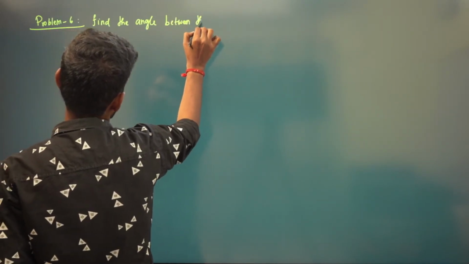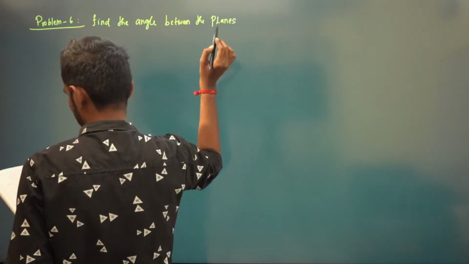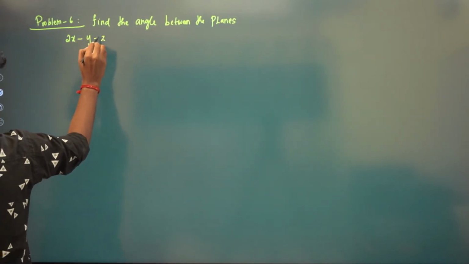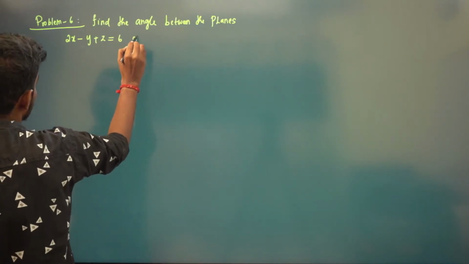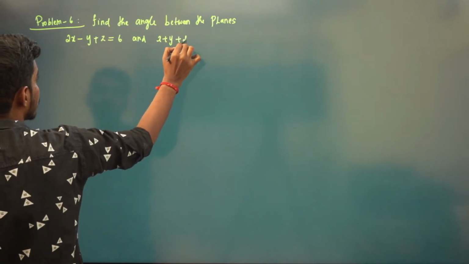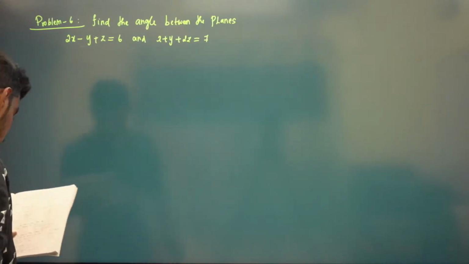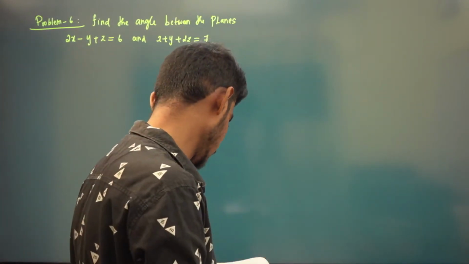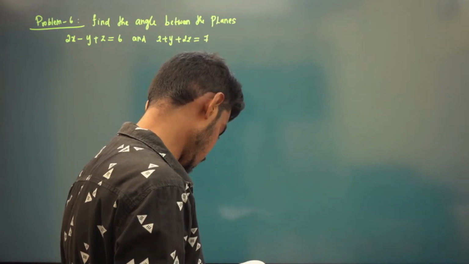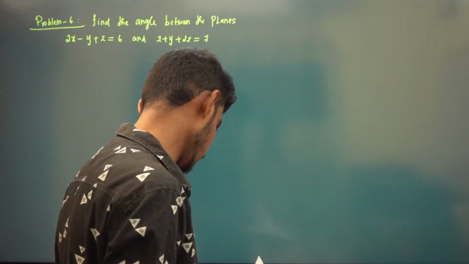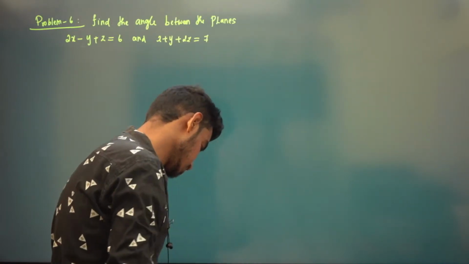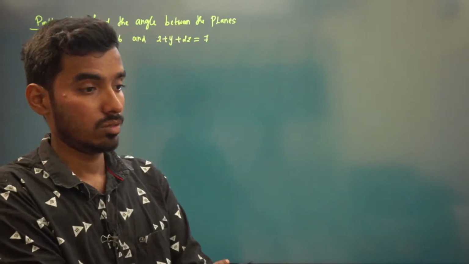Find the angle between the planes 2x minus y plus z is equal to 6 and x plus y plus 2z is equal to 7. I think I know this easily, right?